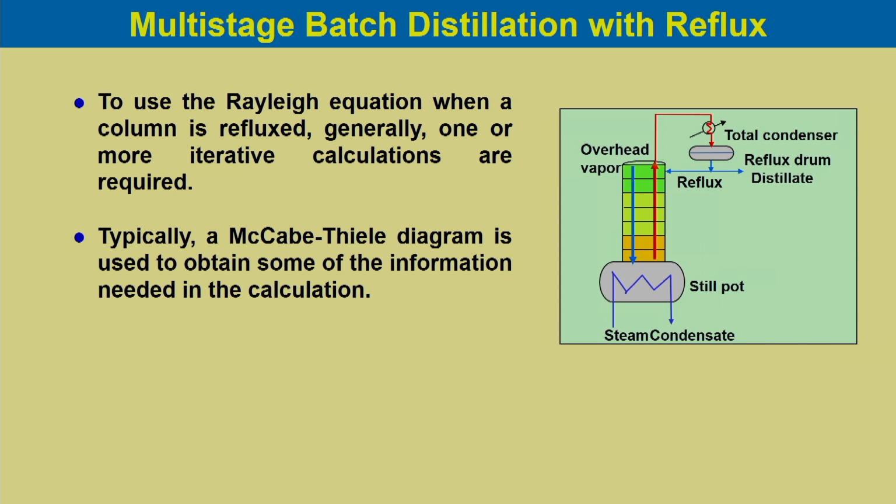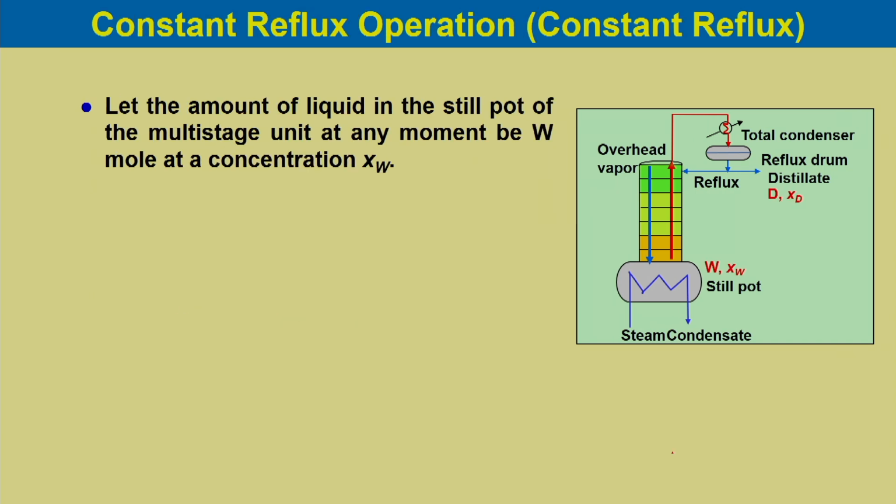Typically, a McCabe-Thiele diagram is used to obtain some of the information needed in the calculation. Now, let us consider the first case, constant reflux operation, that is, constant reflux. So, the reflux ratio remains constant. The product concentration will gradually change, and let the amount of liquid in the still pot of the multi-stage unit at any moment be W mole and at concentration x W.